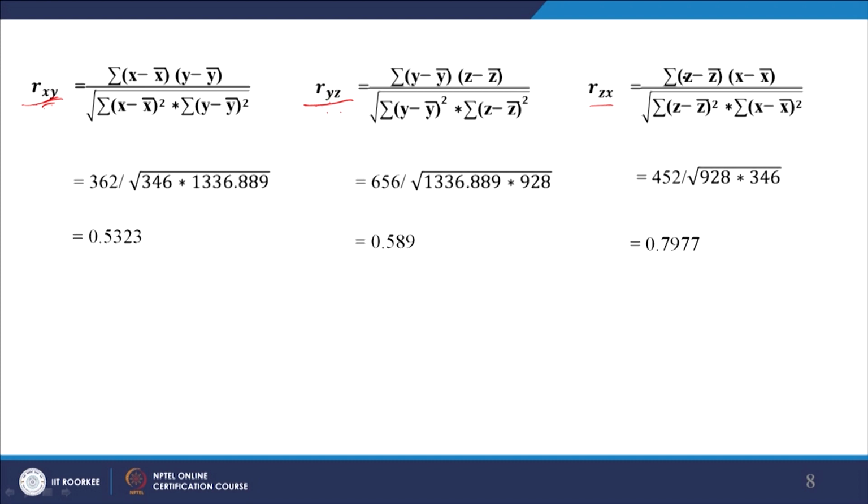Now, taking y and z: you see what is happening. Instead of x minus x bar, you have y minus y bar, and instead of y minus y bar you have z minus z bar, divided by the root where instead of x you have y and instead of y you have z. Similarly, you can make it for z and x. For z this will be z, this will be x, and this will be z and this will be x; other things remain the same.